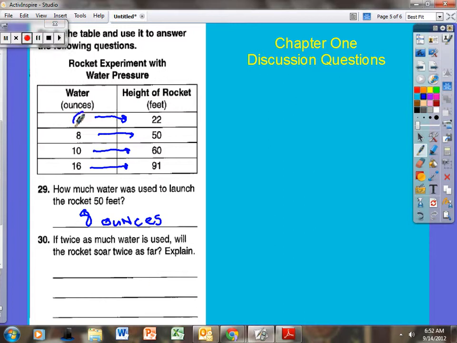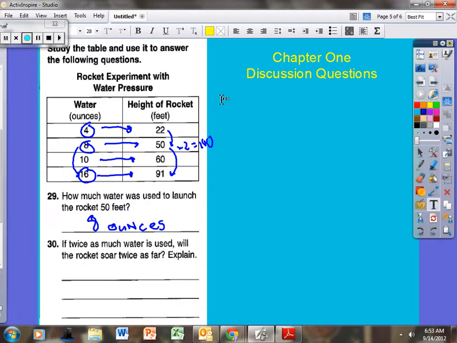When I had 4 ounces, I went 22 feet. When I had 8 ounces, I went 50 feet. So, yes, indeed, it did go twice as far. But let's see if that trend continues. When I used 8 ounces of water, I went 50 feet. When I used 16, because 16 is 8 doubled, it only soared 91 feet. Now, 50 doubled equals 100. 91 is not 100, it's less than 100.